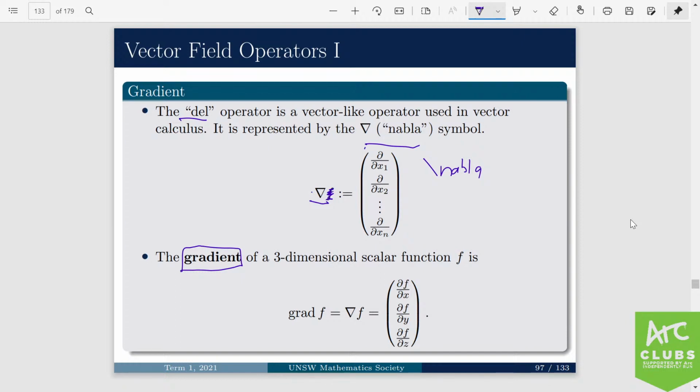So for gradient, we apply this del to a scalar function. You remember when we have a vector times a scalar, then we just multiply them out individually, and that's like what we do here. That's kind of how the notation works with del F.